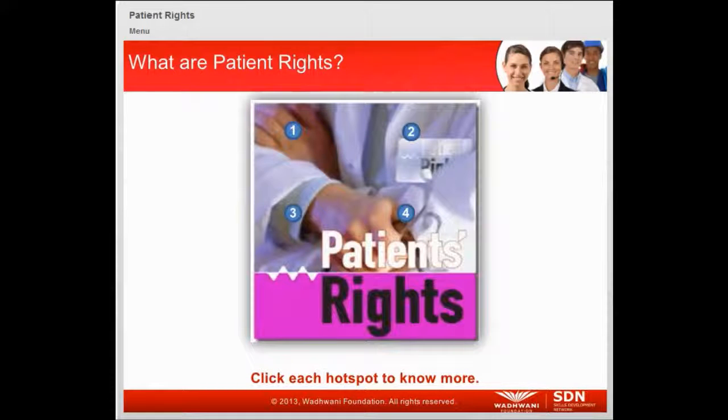Now let's see, what are the patient's rights? Click each hotspot to know more. Freedom of expression, decision-making, right to information, maintaining personal dignity.